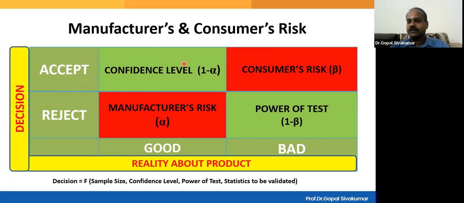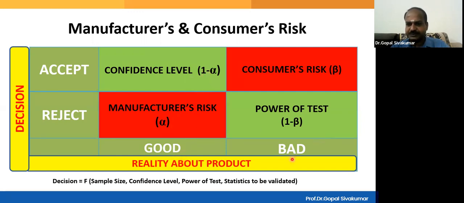So whenever you say the confidence level is 95%, it simply means you have 5% of manufacturer's risk in it, isn't it? Or otherwise, whenever you say the manufacturer's risk is 5%, that means your expectation on the confidence level is 95%. Hope it is clear. So the manufacturer's risk is denoted by the symbol alpha, and so the confidence level will be 1 minus alpha.